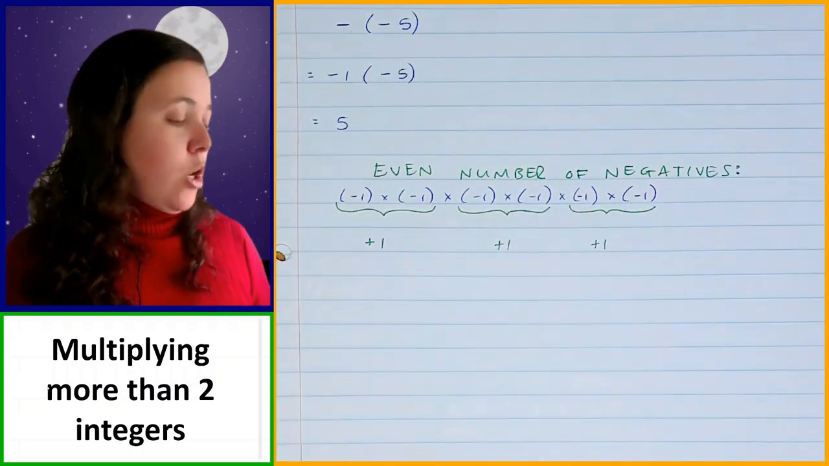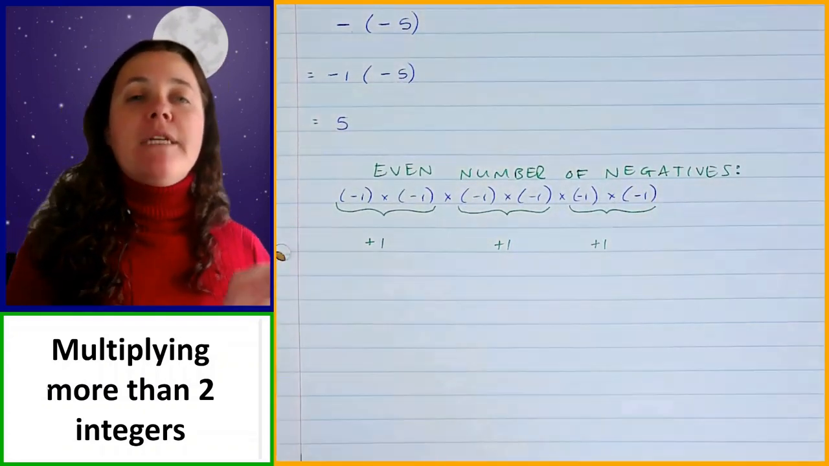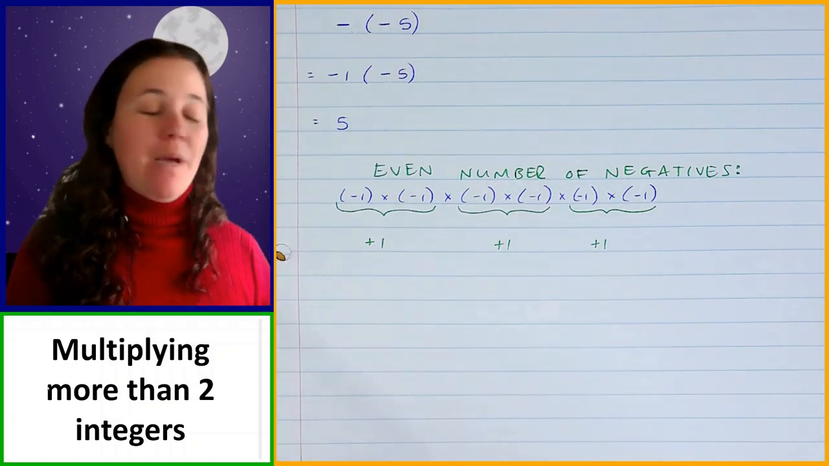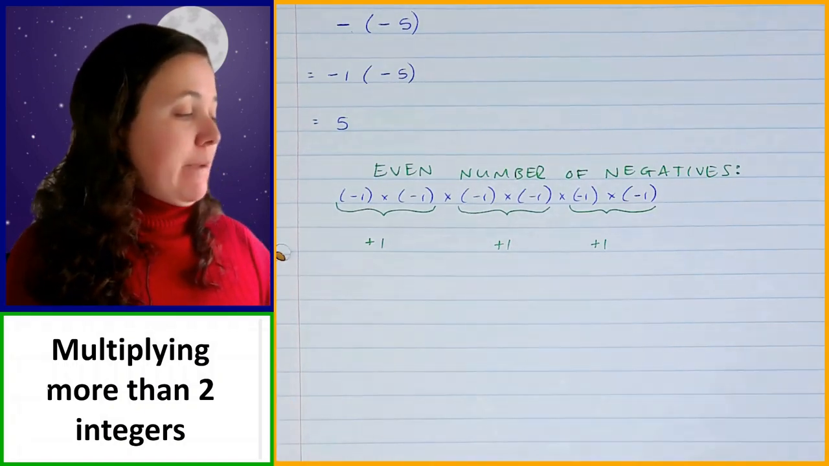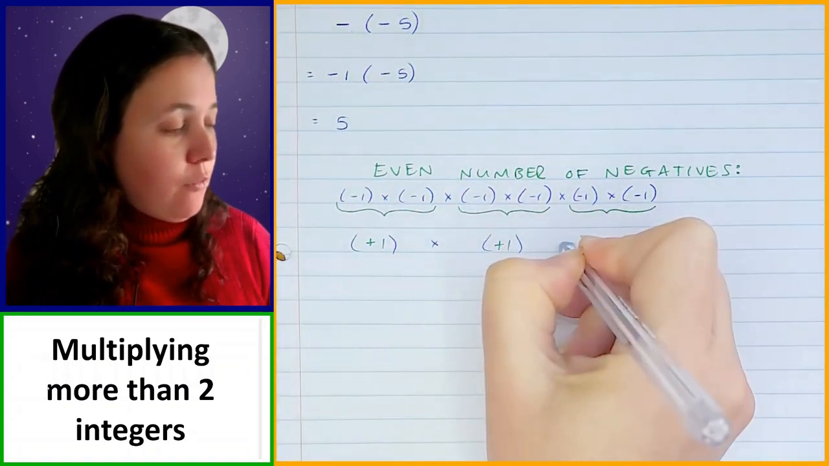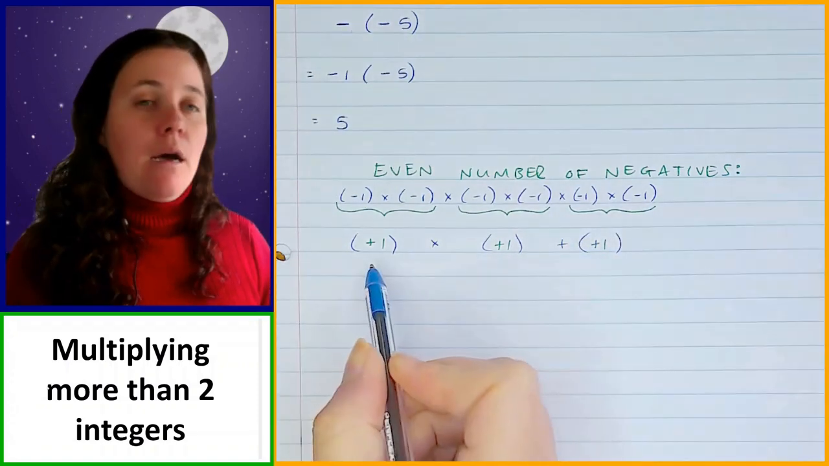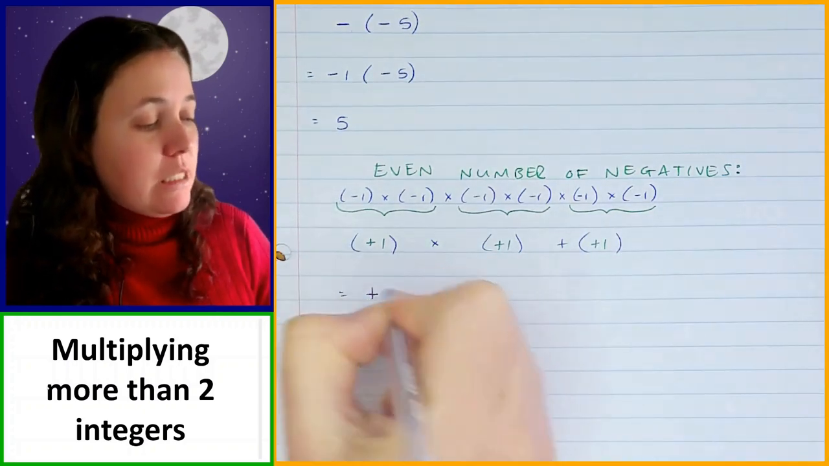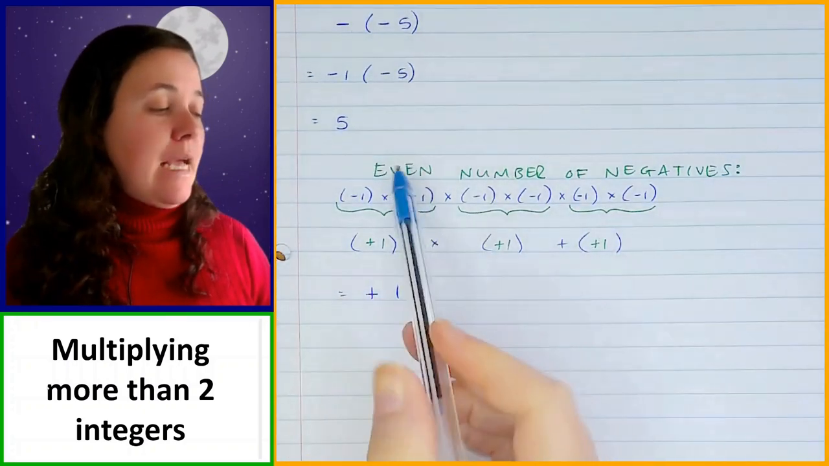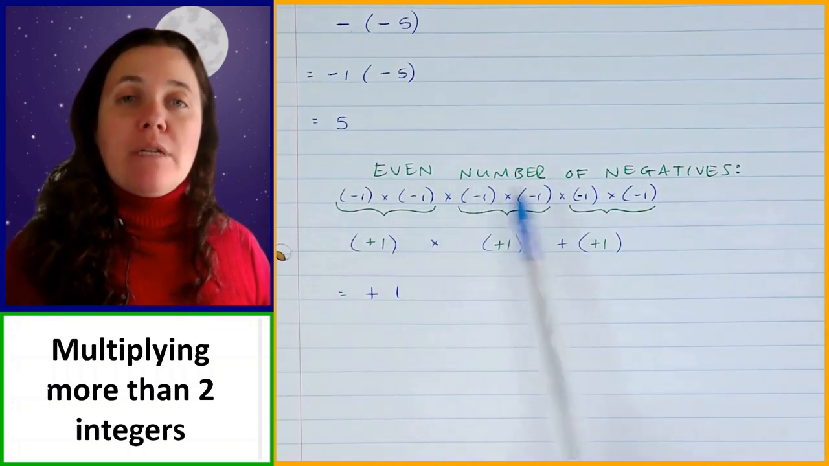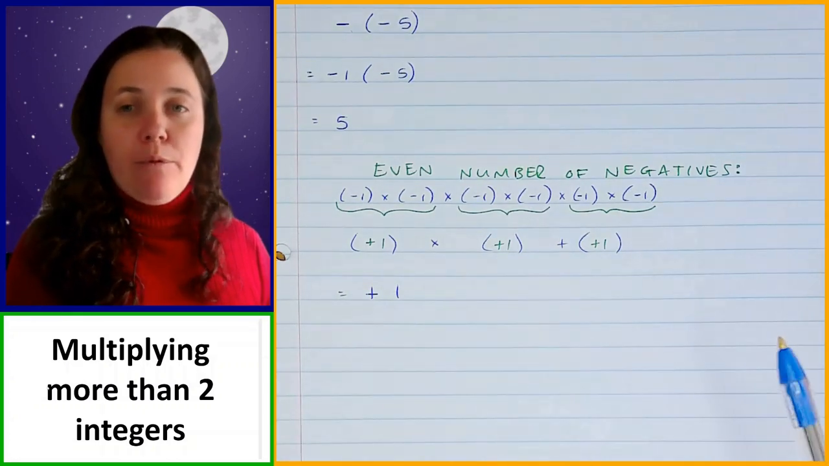of negatives, what happens is the negatives group together in pairs and they all multiply by each other and you end up with a positive result from each pair. Then if we multiply all of those pairs together, so I've got the positive 1 times the positive 1 times the positive 1, when I multiply positives together we just get a positive answer. So our answer is going to be positive 1. Okay, so if you've got an even number of negatives, they group together in pairs, and each pair will give us a positive answer, and we multiply those all together, we get a positive answer.